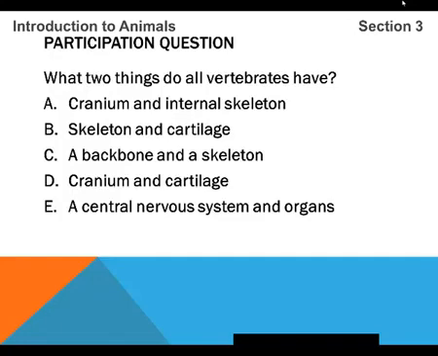So what two things do all vertebrates have? A, a cranium and an internal skeleton. B, a skeleton and cartilage. C, a backbone and a skeleton. D, a cranium and cartilage. Or E, a central nervous system and organs.